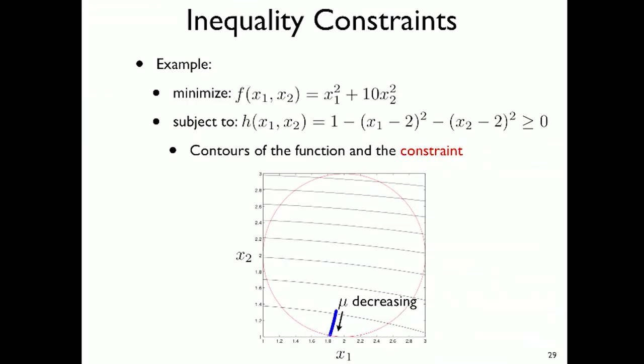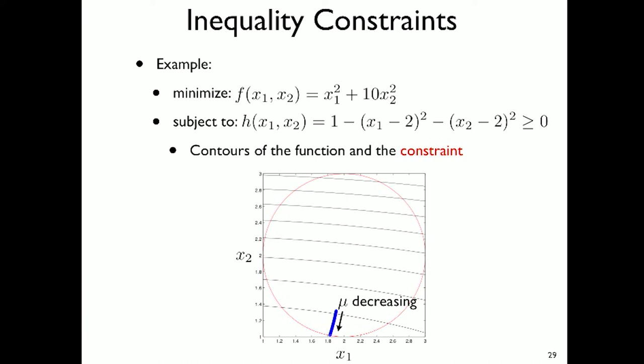So mu started at 1, and the barrier was here. It was close to the edge of the circle, but not quite on it. But as I reduced mu further and further, you can see the solution path works its way closer to the boundary of the circle, and the minimum is found right here. It turns out the minimum of this function doesn't live in the interior of the domain. It lives on the boundary of the domain.